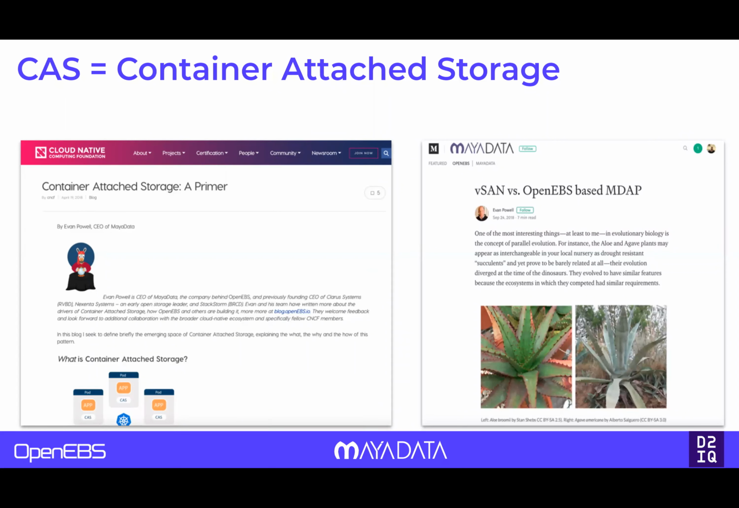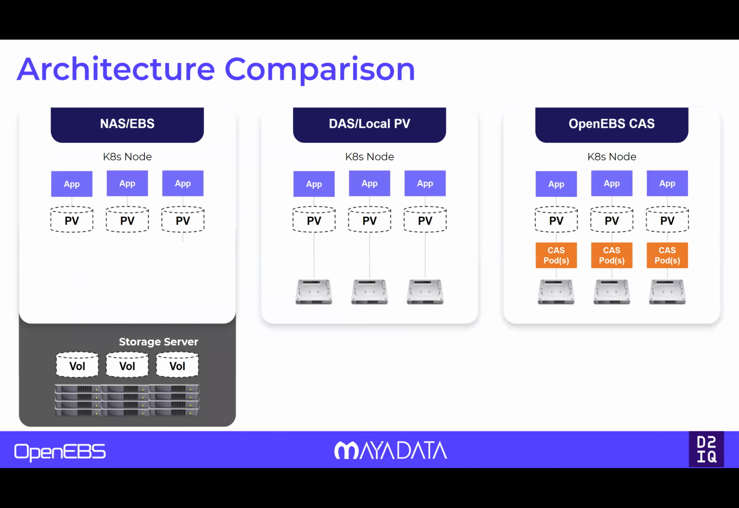If you come from the infrastructure world, you may know what a product like VMware vSAN is. OpenEBS is like vSAN for your Kubernetes environment. But it has been designed to be managed by the users of Kubernetes, not necessarily by the infrastructure people.